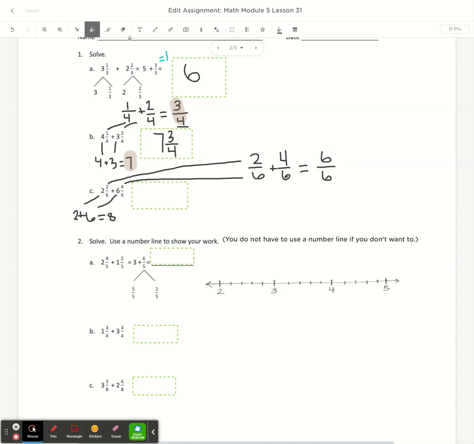But oh, look here. Yet again, our numerator matches our denominator. They are the exact same number. So that means whenever the numerator matches the denominator, that fraction is equal to 1 whole. So now I have 8 wholes plus 1 whole. In order to get my answer, I'm going to add those two together. 8 plus 1 is equal to 9.